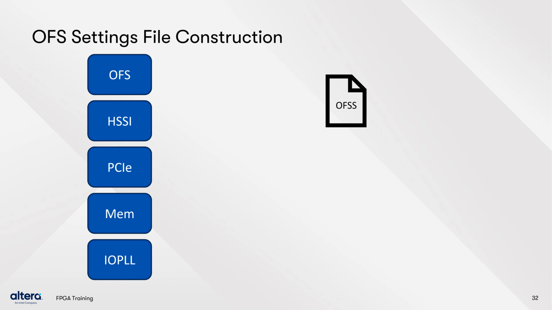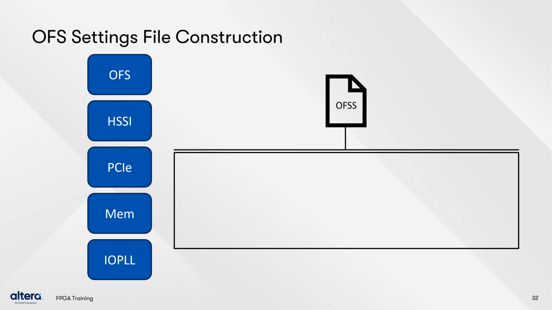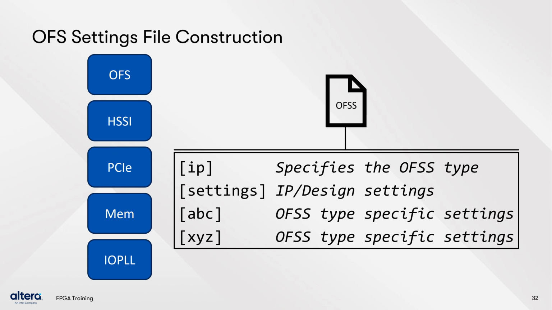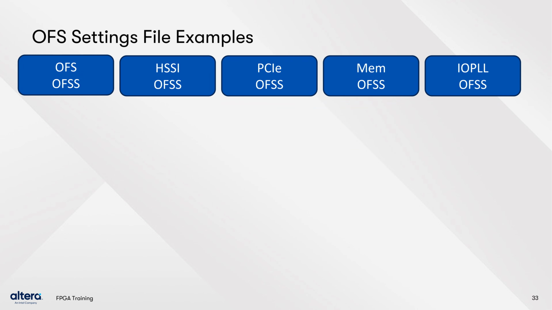OFS settings files are constructed with different sections separated by headers which define the settings for the design. The typical sections within an OFSS file are the IP section, which specifies what type of settings file the current file is, the settings section, which contains general IP and design settings, and sometimes other sections which are specific to the OFSS file type. Now we will look at examples of each settings file type. Note that these are just examples and that each OFSS file may support more settings than what is shown here.